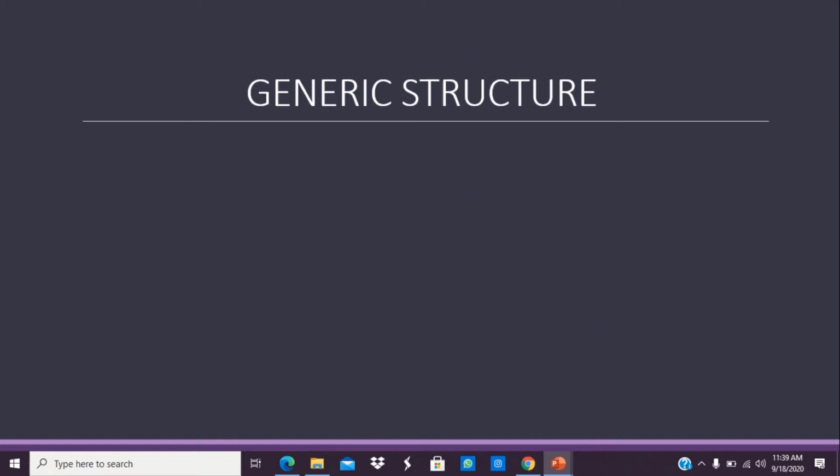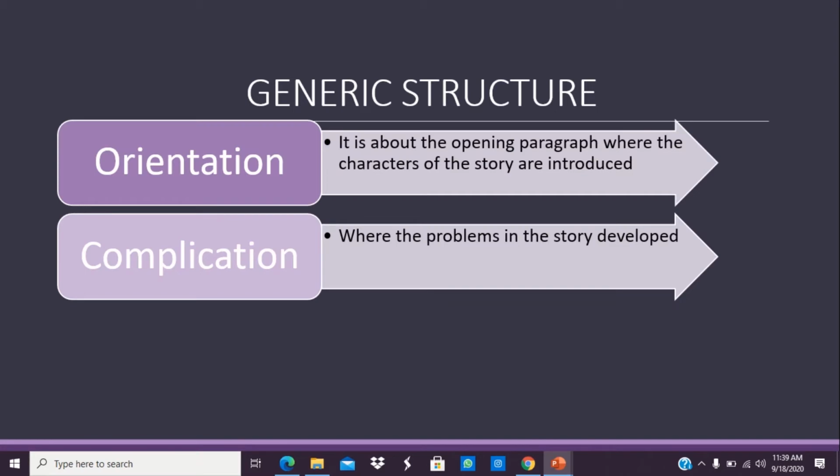So, narratives have 4 generic structures. The first one is orientation. In orientation, you will introduce the characters, the place, and the time. And the second one is complication. In complication, you will face the problem of the story.